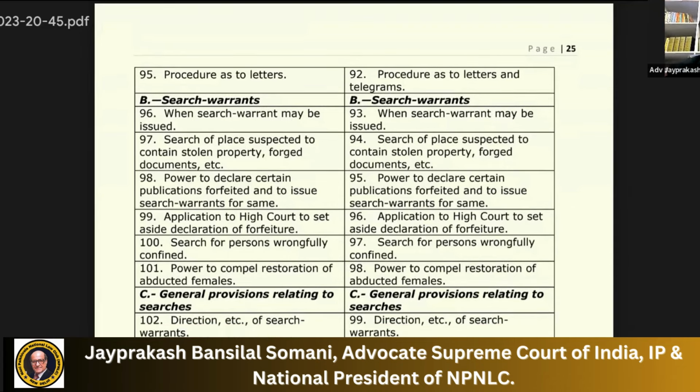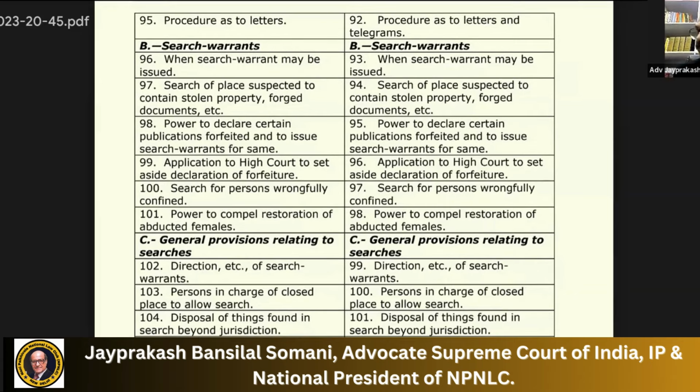Now part B, search warrants. Section 96 of BNSS, when search warrant may be issued. Its corresponding section was 93 in CrPC. Section 97, search of place suspected to contain stolen property, forged document, etc. Its corresponding section was 94 in CrPC.